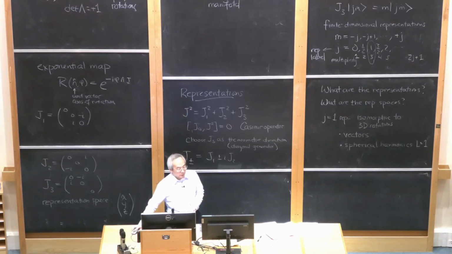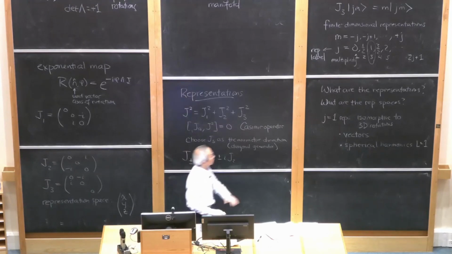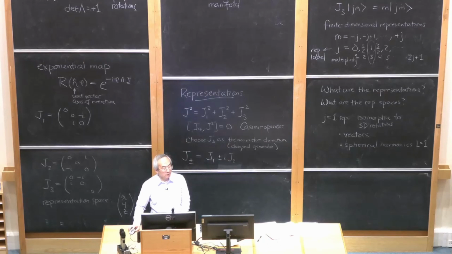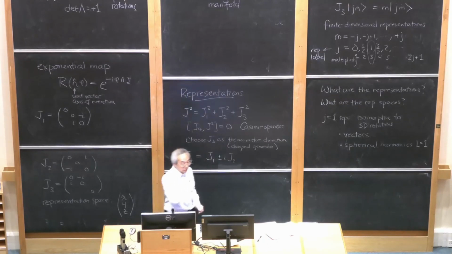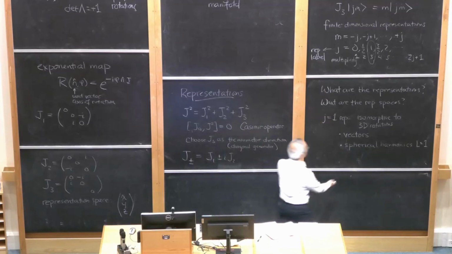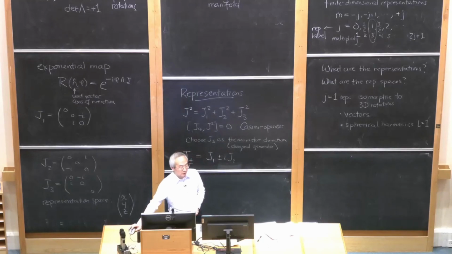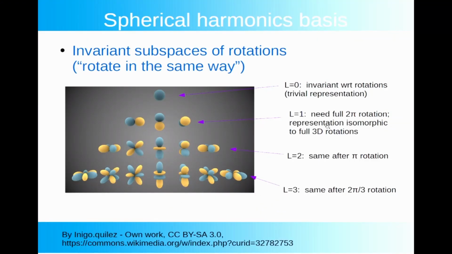This is labeled by the 3 m values, and it's all the same characteristics. Whether you're talking about vectors or spherical harmonics, you need a full 2 pi rotation to get back to the same thing. And the representation is isomorphic to full 3D rotations. So spherical harmonics are also just kind of convenient. And when you look at this picture, it becomes pretty obvious that if you were to rotate these things around the main axis, it does take the full 2 pi rotation.